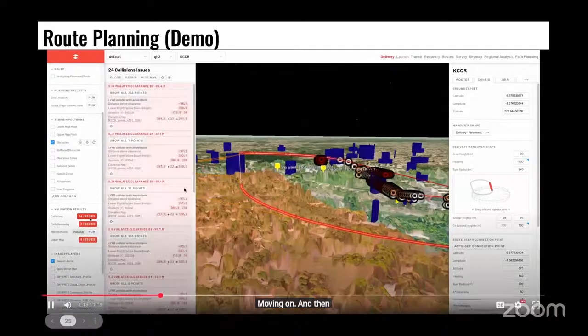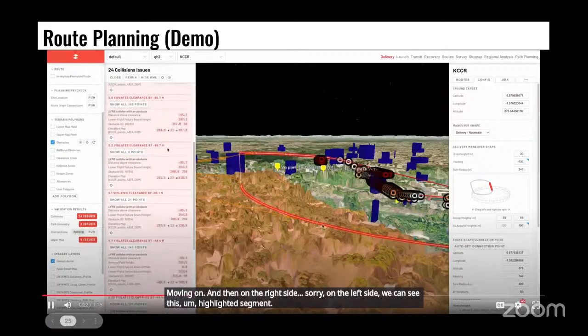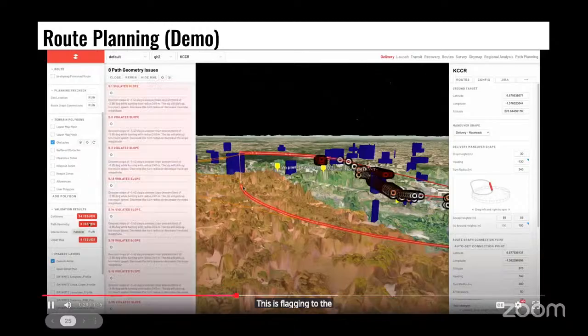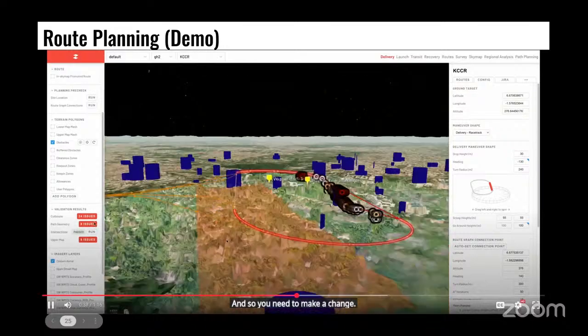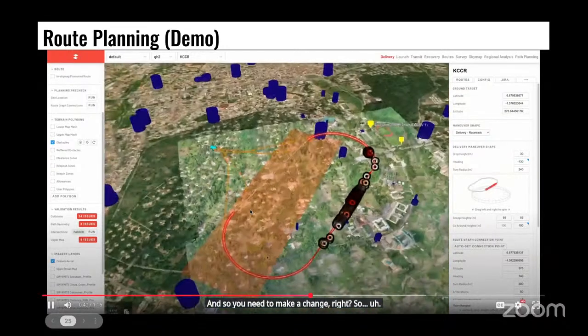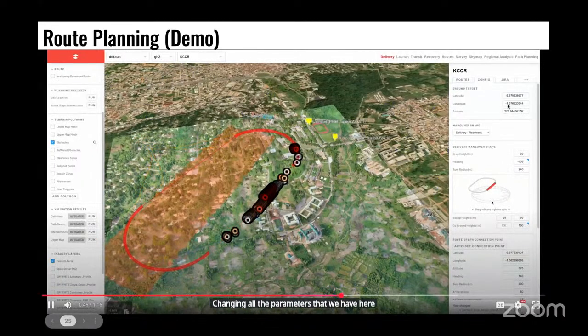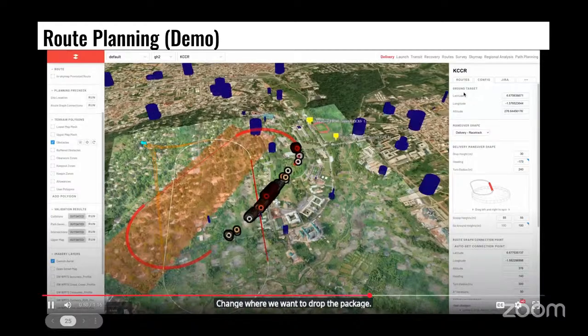And then on the left side, we can see this highlighted segment. It basically is the upper map check or the ceiling check. This is flagging to the GIS operator again that, hey, this side of your route is going above the 400 feet that you're allowed, and so you need to make a change, right? So it's a bit of tinkering with the racetrack, changing all the parameters that we have here. So you're able to change where we want to drop the package. In this case, it's a KCCR.